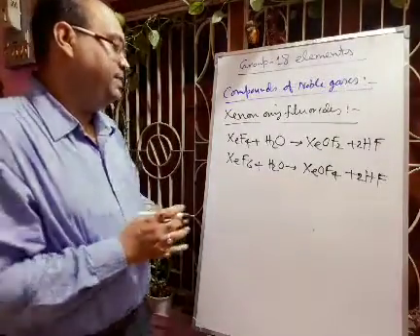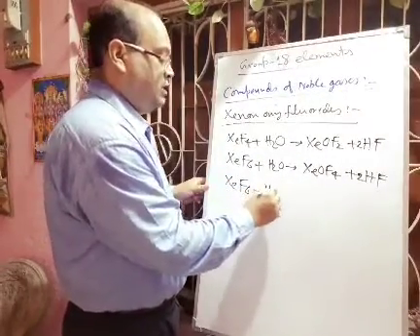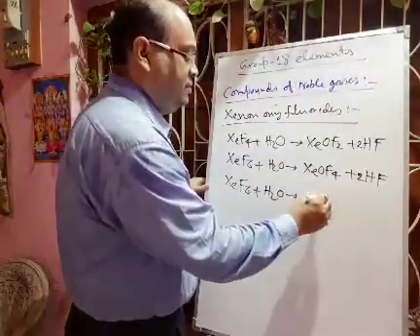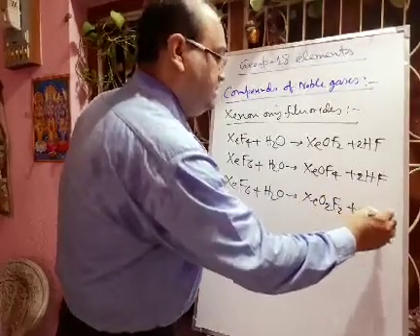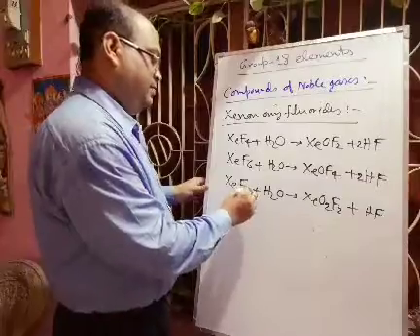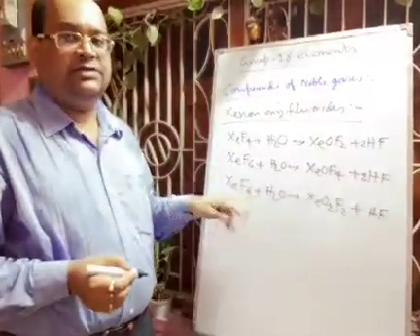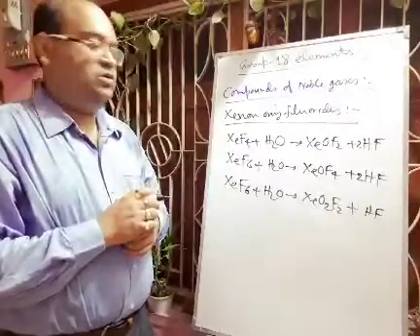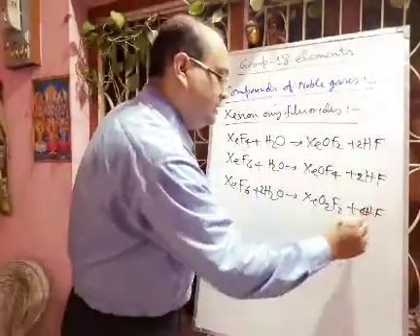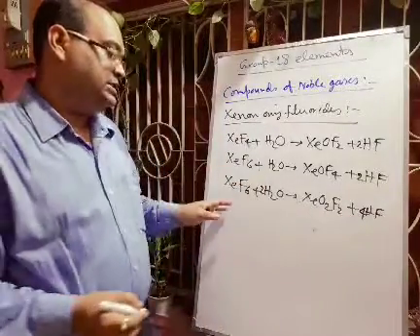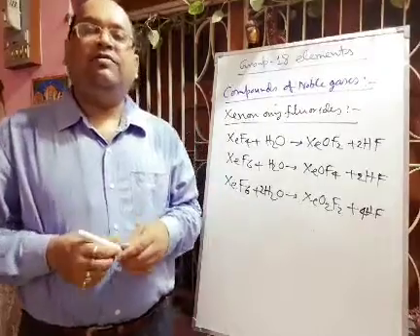XeO2F2 can be prepared from XeF6 plus water. You will prepare XeO2F2 and there will be formation of HF. Now you have to balance this equation. Here you have to put twice H2O and if you put 4 HF, now I think fluorine is balanced, xenon is balanced, oxygen is also balanced. Next we will go for the structure.